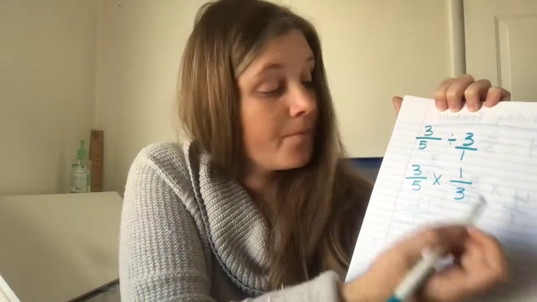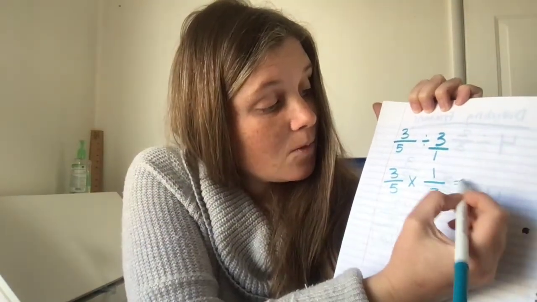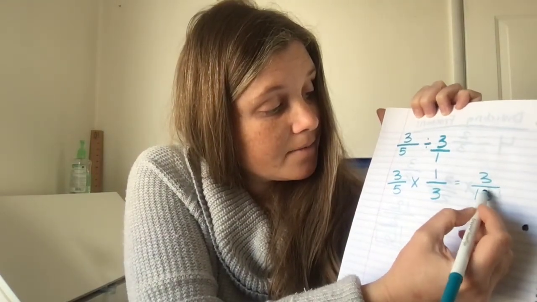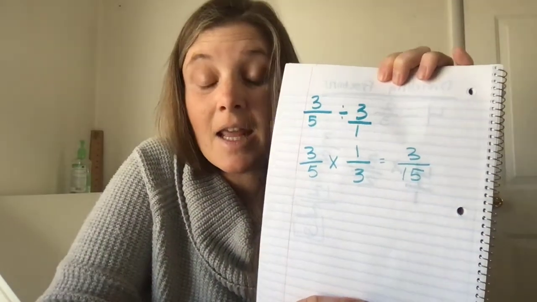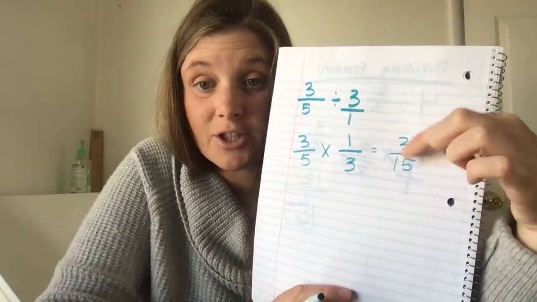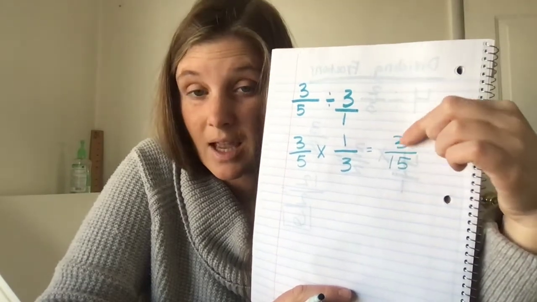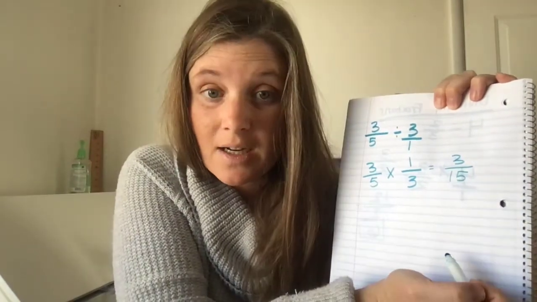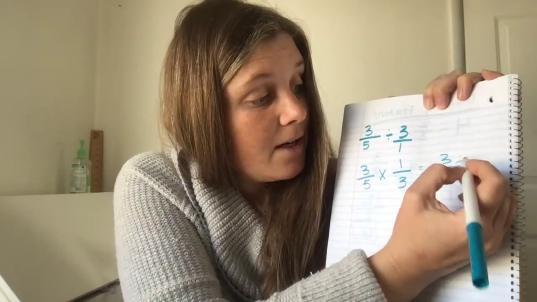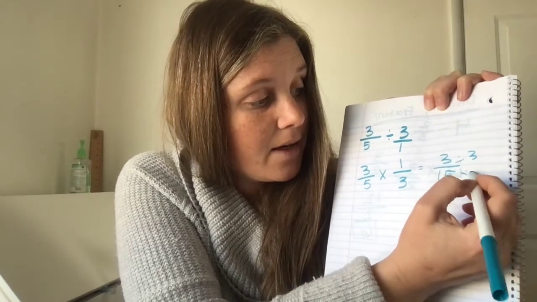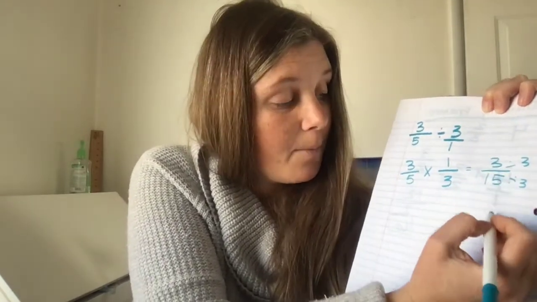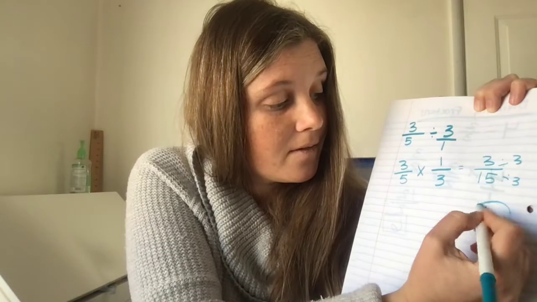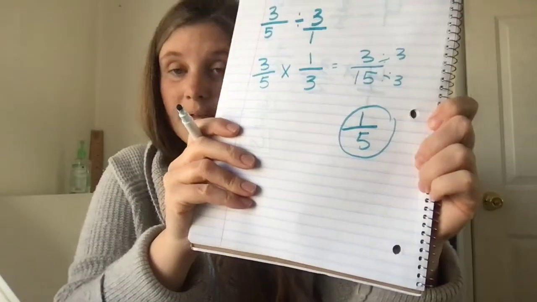Now we can multiply. 3 times 1 equals 3. 5 times 3 equals 15. Okay? Now, can we simplify this fraction? Yes, we can, right? How many times does 3 go into 15? So we can divide this by 3 and divide this by 3. 3 divided by 3 equals 1. 15 divided by 3 equals 5. So our answer is 1/5.